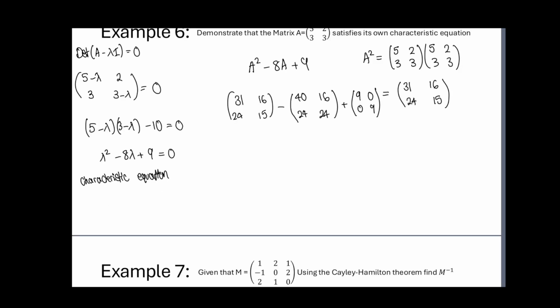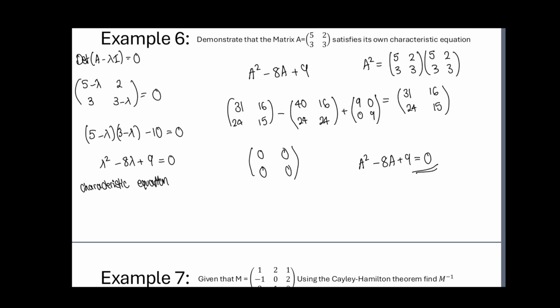When we do that, we can see that 31 minus 40 plus 9 is 0, 16 minus 16 is 0, 24 minus 24 is 0, 15 minus 24 plus 9 is also 0. So A squared minus 8A plus 9 is equal to 0. So hence we've demonstrated that the matrix A satisfies its own characteristic equation because it equals 0, which the characteristic equation must be equal to.